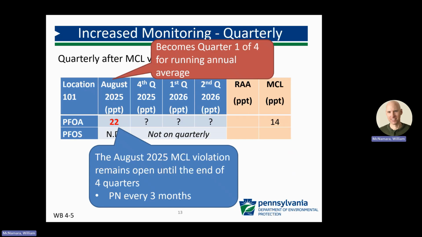So now you begin quarterly monitoring for that running annual average calculation. That first routine sample result is actually used as the first quarter. And then you continue, and that's why we put question marks here. So you don't have to start fresh the next quarter. You're already on quarter 1, and in the next quarters, 2, 3, 4, we'll calculate our running annual average.